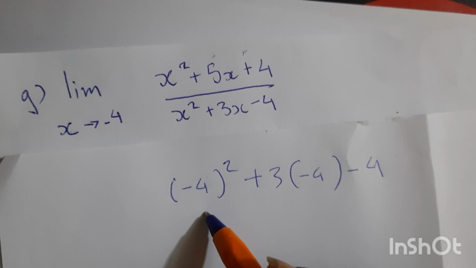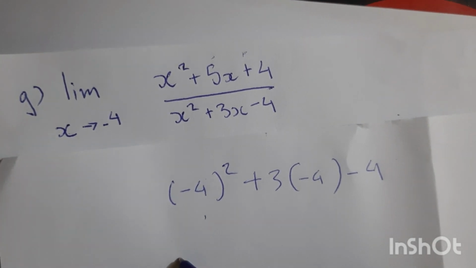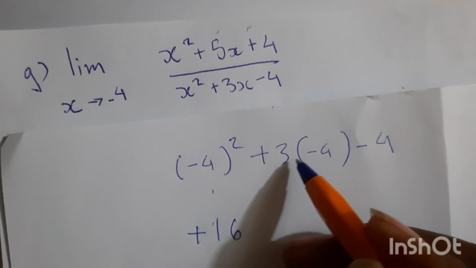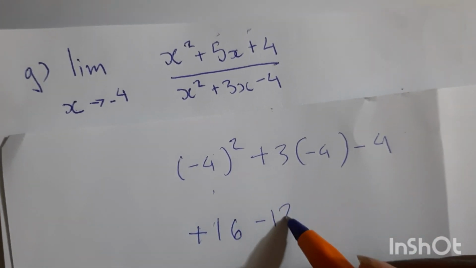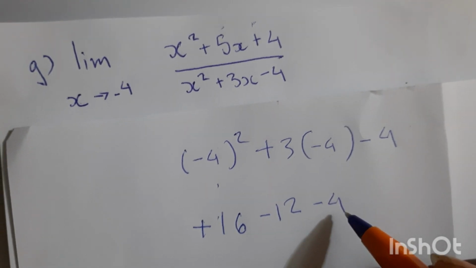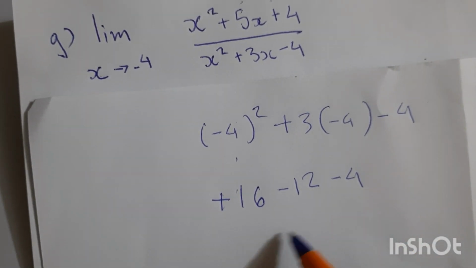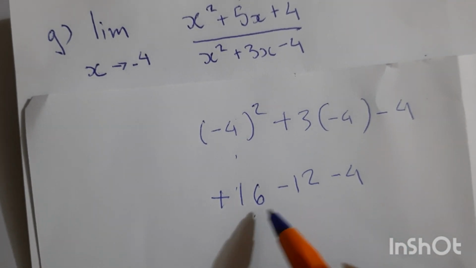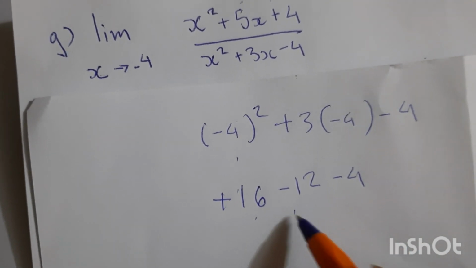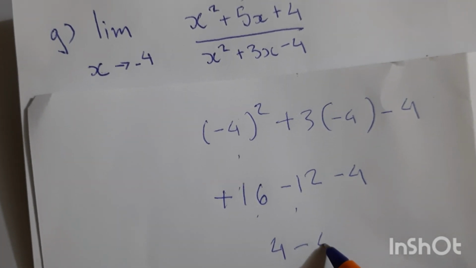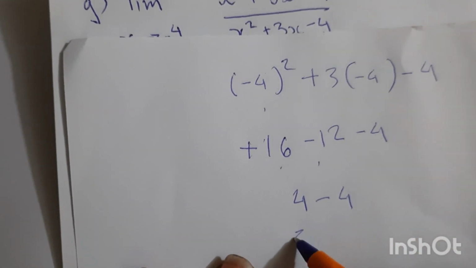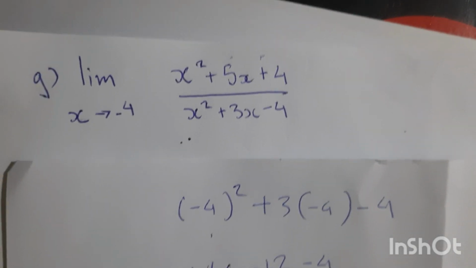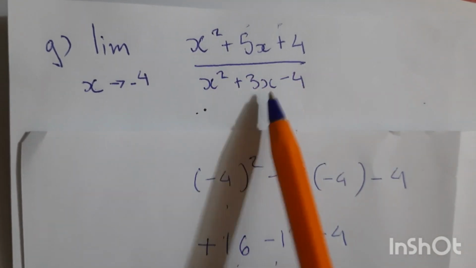So this squared will give you a positive 16. And then this times this will give you a -12. And then minus 4. If you do the mathematics, 16 minus 12 gives you a 4, and 4 minus 4 will give you a 0. So we are forced to first simplify this.